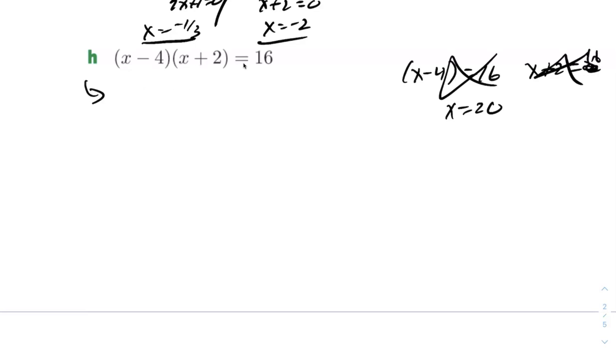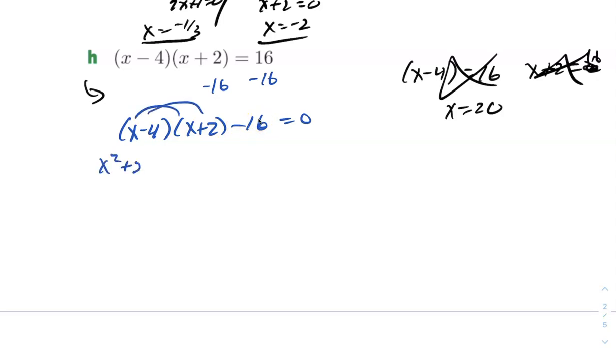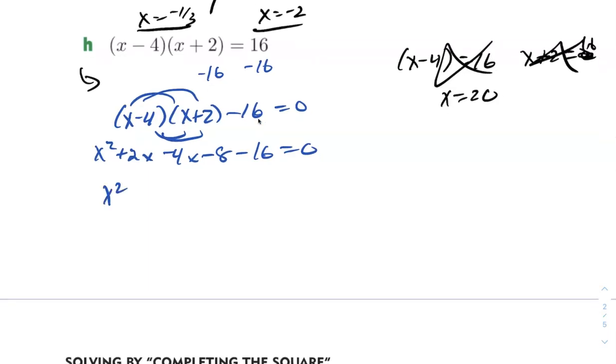So let's distribute, because I got to set it equal to 0. So I got to move this guy over. But I have this now, so I'm going to have to simplify this so I can figure out what my equation is. So we're going to distribute this real quick. X squared plus 2x, and this negative 4x minus 8 minus 16. So then this simplified a bit. X squared negative 2x negative 24 equals 0.